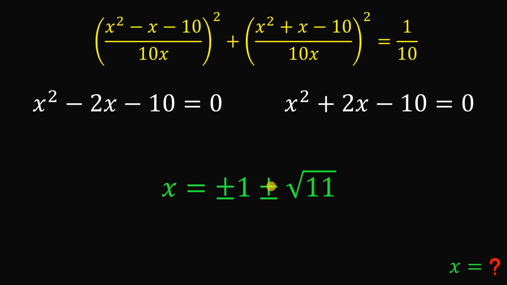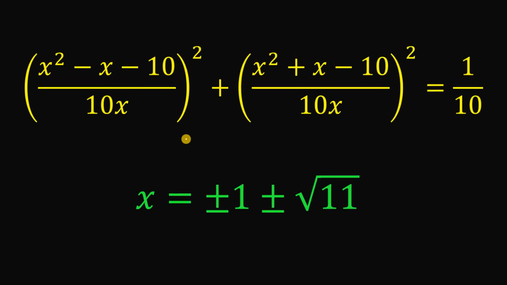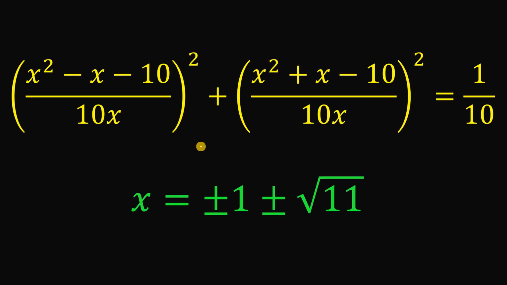The first one is they are both positive. The second one, they are both negative. The third one, we have positive and negative. And the fourth one is we have negative and positive. Therefore, given this equation, we get the values of x as positive or negative 1 plus or minus square root of 11. And as always, we are done.